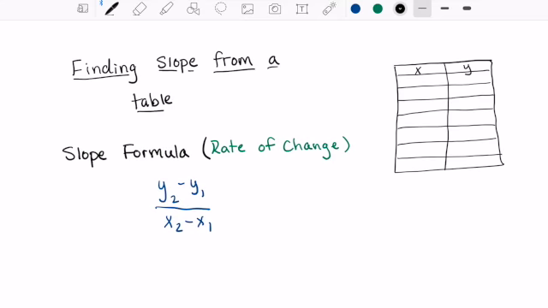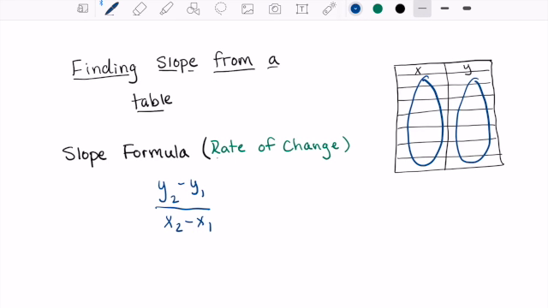In this video, we're going to look at how to find slope from a table. This is a very, very easy process. All we're going to be doing is utilizing a formula and just using it to find our x and y values to plug into our formula. And then we're just going to simplify and we're going to find our slope.